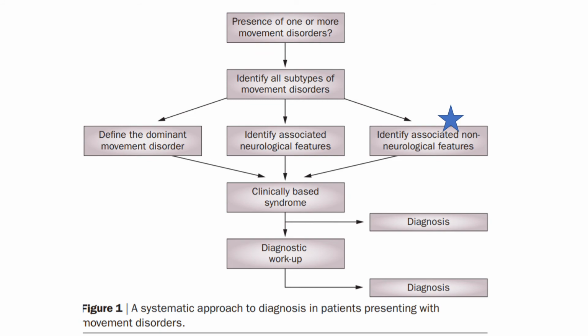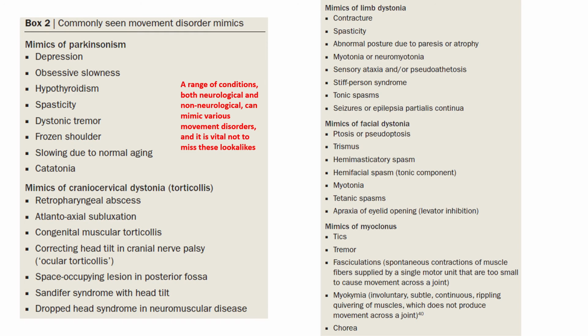So we also need to identify non-neurological features, right? So the commonly associated movement disorder mimics are there. We need to note that these are a range of conditions, both neurological and non-neurological, which can mimic various movement disorders, and therefore it is vital not to miss these lookalikes. For example, among mimics of Parkinsonism, the patient may actually be suffering from depression. That is why he is moving slowly, and there is bradykinesia associated. There can be obsessive slowness. There can be hypothyroidism. There can be spasticity. There can be a frozen shoulder and catatonia.